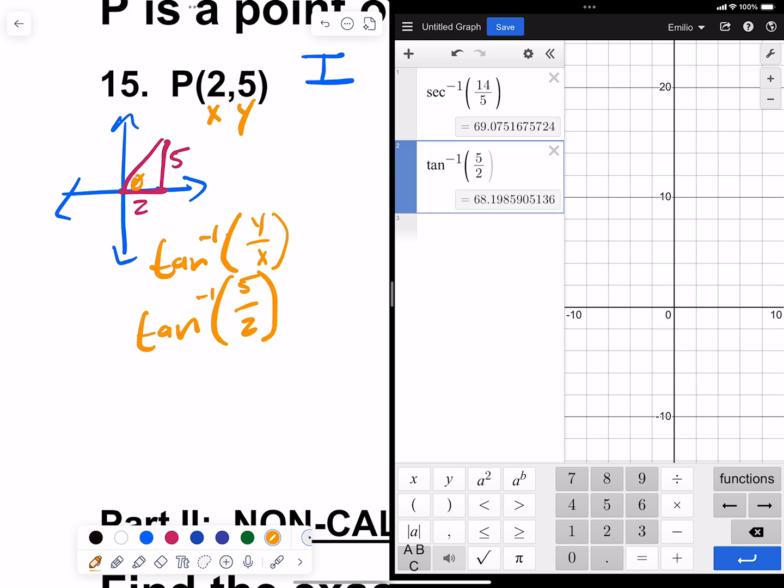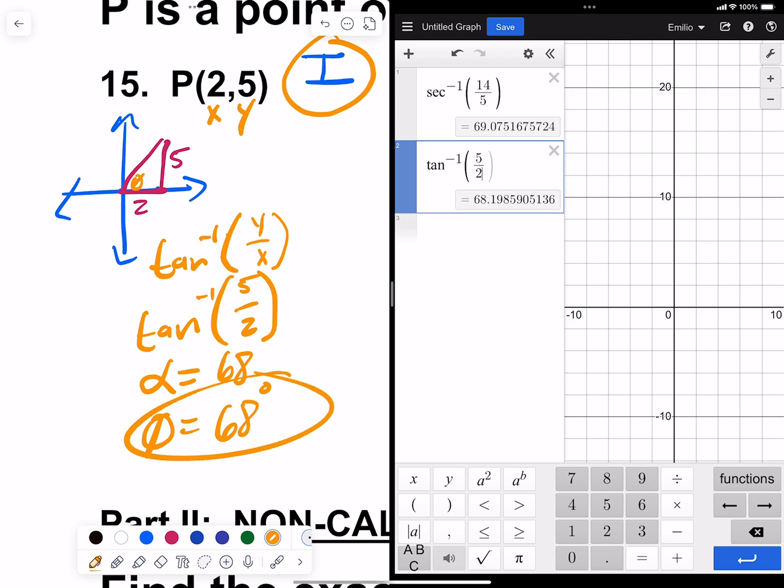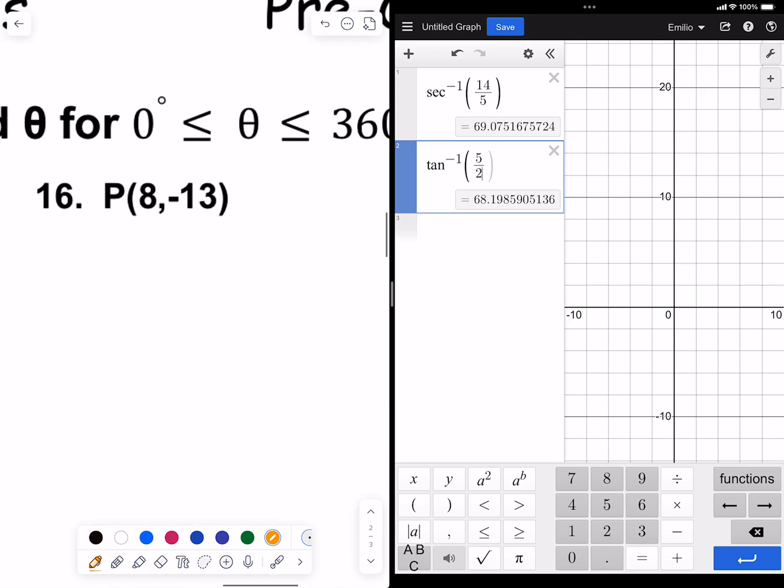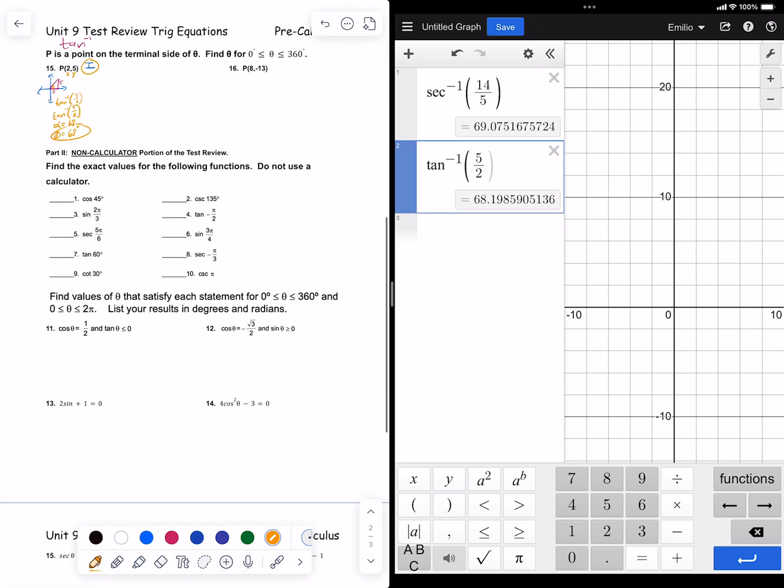So we're done, right? Because the reference angle is 68. We want quadrant 1. We don't have to do anything. And that is your answer. Your answer is 68 degrees, and we're done. That was number 15. There's one for you to try right here. This is in a different quadrant, so be careful with that.